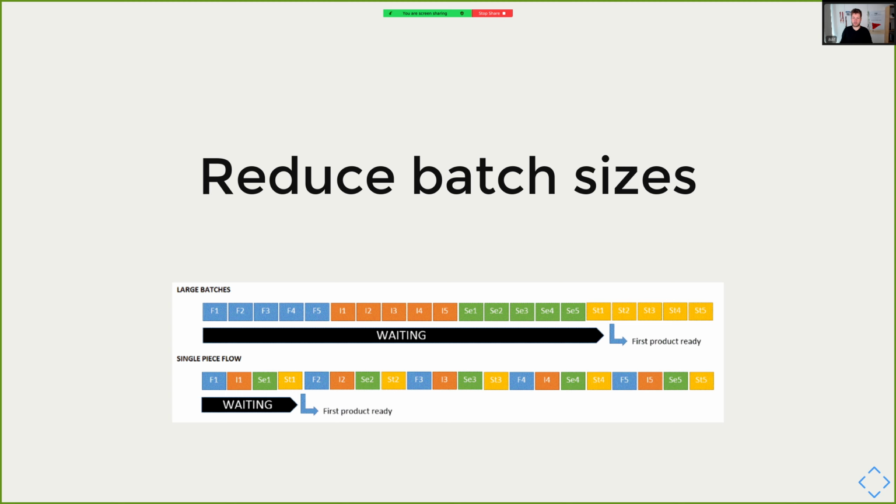However, if we instead use small batches, a single piece flow, as it's called, the first brochure would be done after 30 seconds, and any possible error would be caught within those 40 seconds, and we would only need to redo that one brochure. And then we would have the knowledge from the first brochure when we continue with the second, third, fourth, and so on.